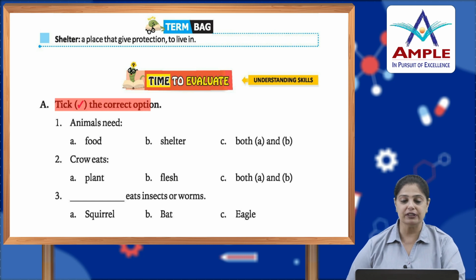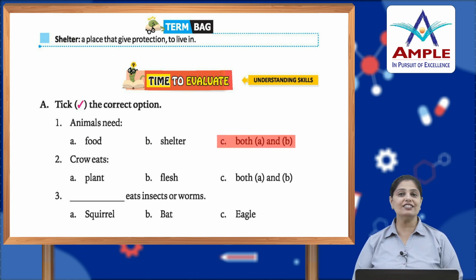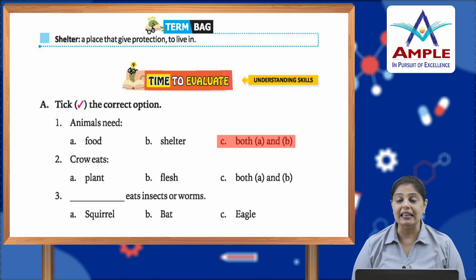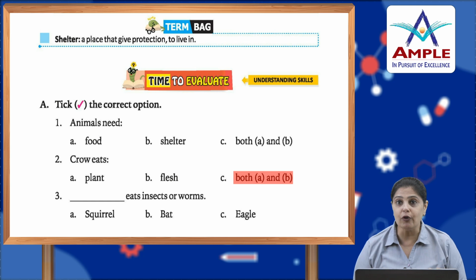Take the correct option. 1. Animals need A. Food, B. Shelter, C. Both A and B. So, what's the right answer, children? It is C. They need both A and B. Second, crows eat plant, flesh or both A and B. Crows are omnivores. So, they eat both A and B, plant and flesh.